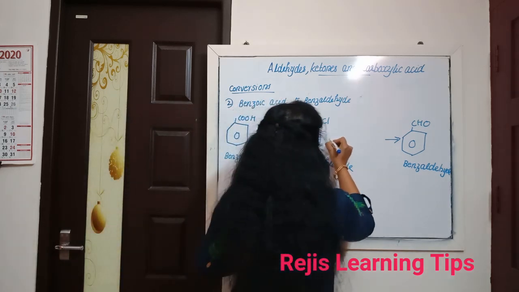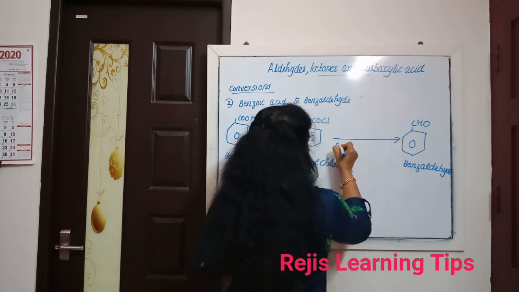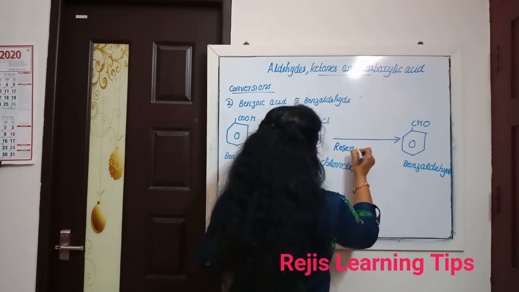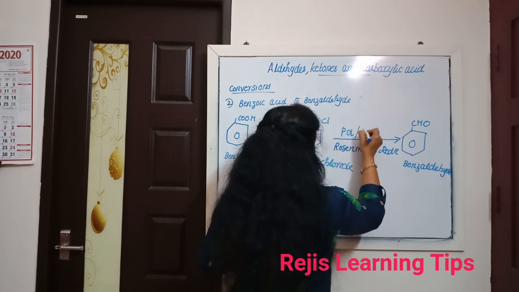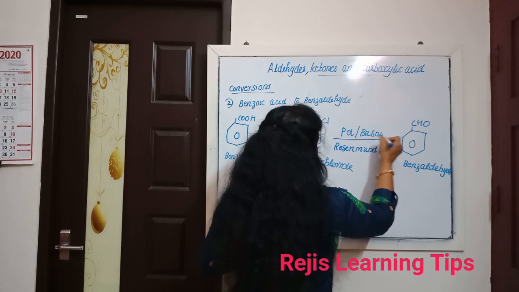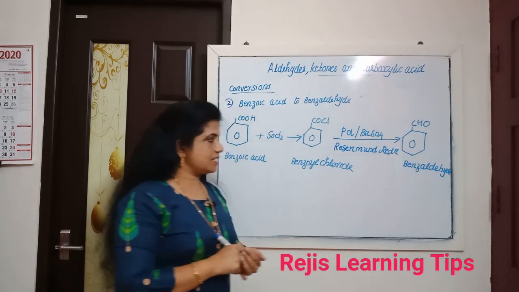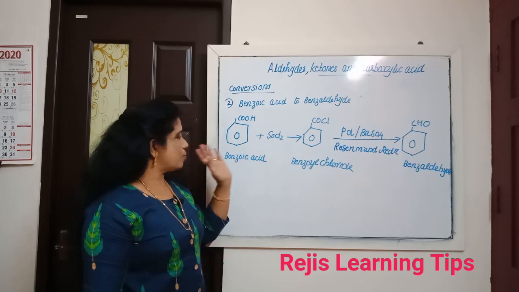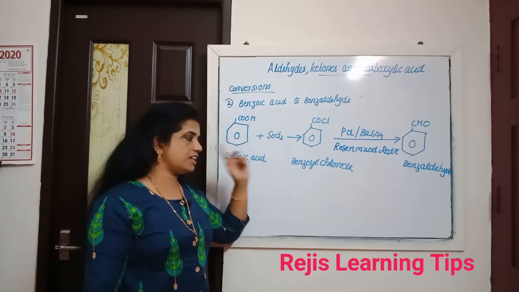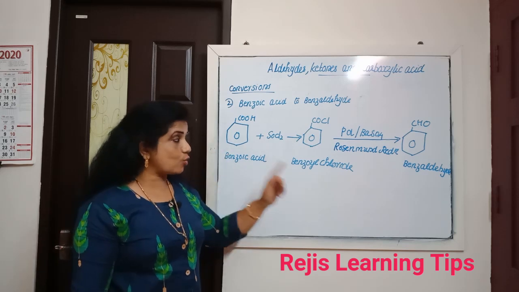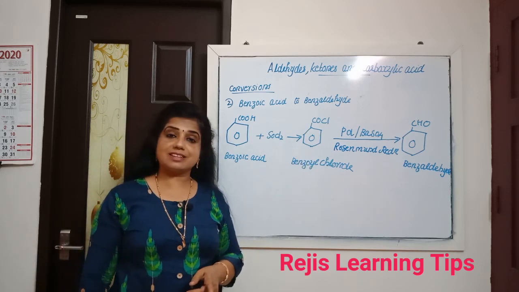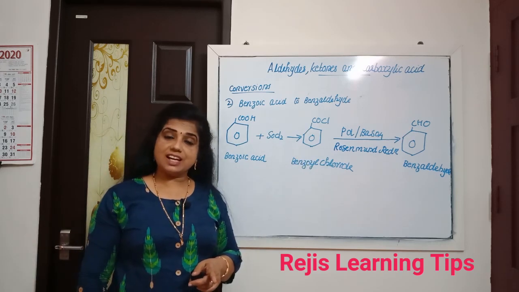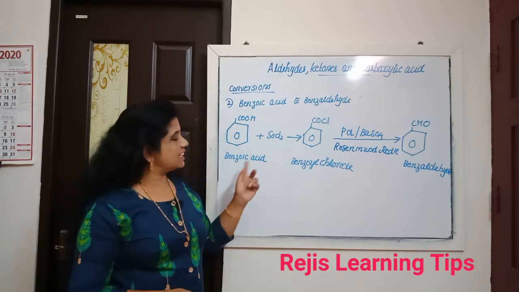Okay, this benzoyl chloride undergoes Rosenmund reduction with palladium on barium sulfate, then we will get benzaldehyde. So benzoic acid reacts with thionyl chloride, then we will get benzoyl chloride, and this benzoyl chloride undergoes Rosenmund reduction. Then we will get benzaldehyde. Okay? Did you follow me? Then we can see the third conversion.